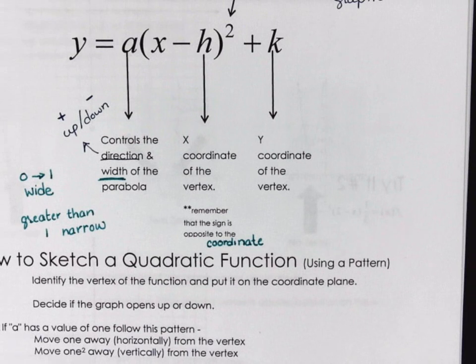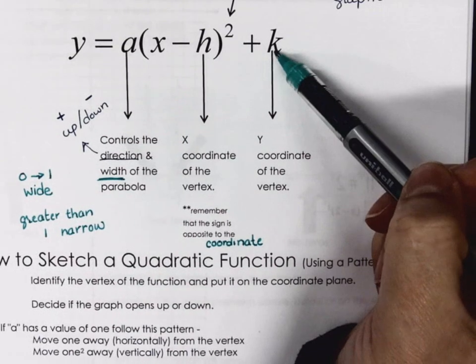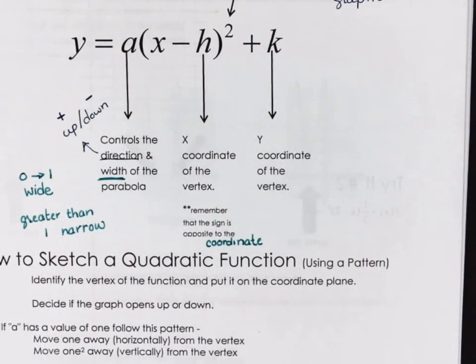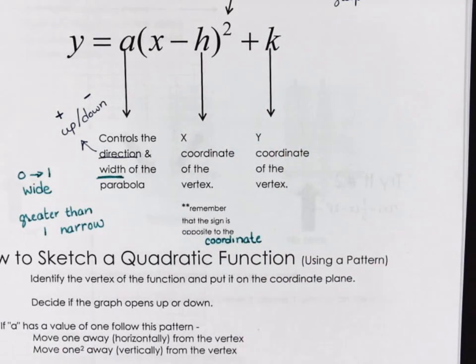And straight up, the y-coordinate of the vertex is k. And if it's at a positive 3, it's plus 3. If it's at a negative 2, it's minus 2. It's straight up for the y-coordinate of the vertex.